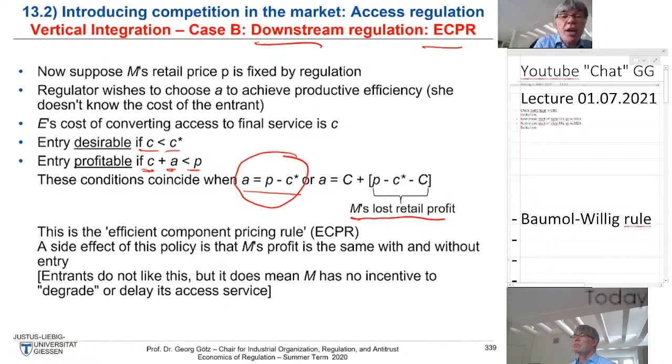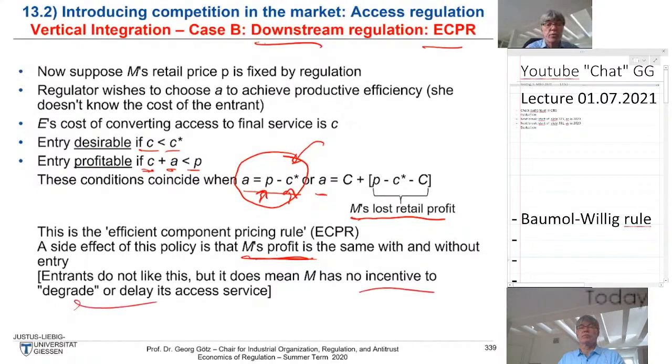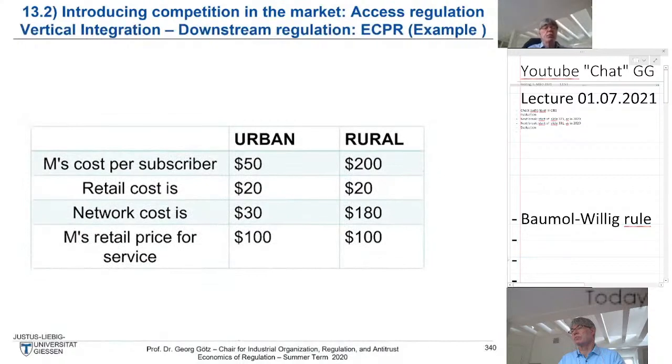This is also called retail minus. You have the final customer price P minus what you have in terms of avoided cost, the avoided downstream cost. You have an access charge, however, equal to the cost plus the lost retail profit, that would have been the profit of the incumbent. This efficient component pricing rule gives the correct entry signals, but what entrants do not like is that the profit of the incumbent is the same with and without entry, typically, in this simple rule where everything is linear. But M does not have an incentive to degrade or delay its access services and so on. In the next example it will become clear.